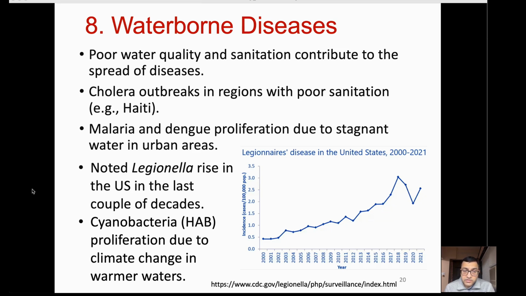Cyanobacterial proliferation due to climate change in warmer waters and harmful algal blooms is also associated with increasing waterborne illnesses. And there are a lot of other pathogenic microorganisms which are on the rise due to warmer waters and climate change.